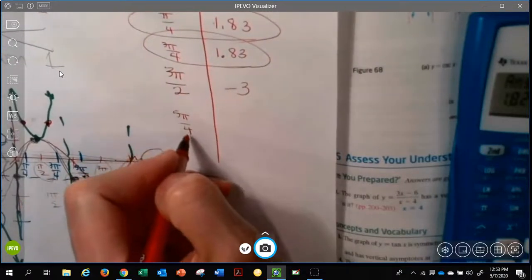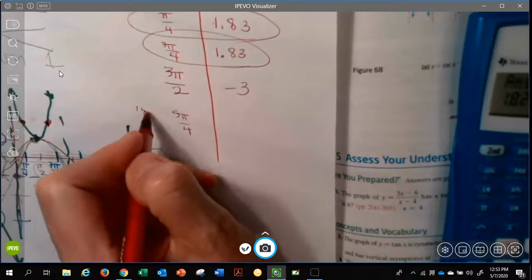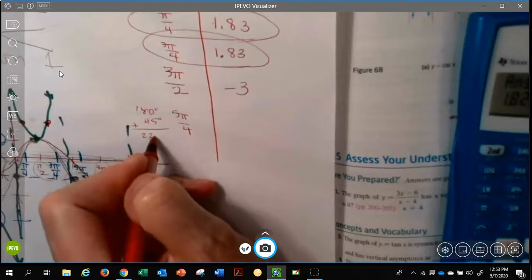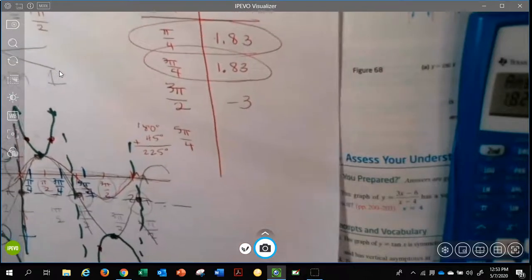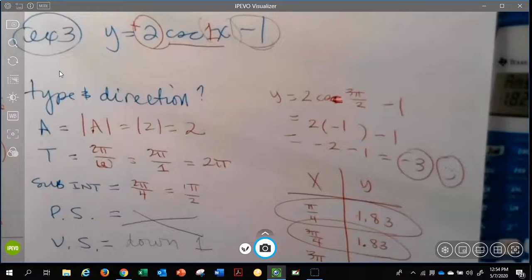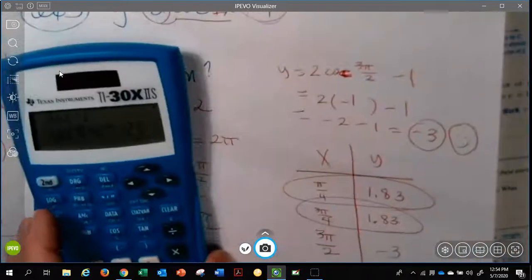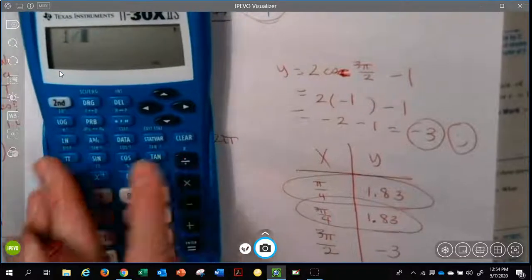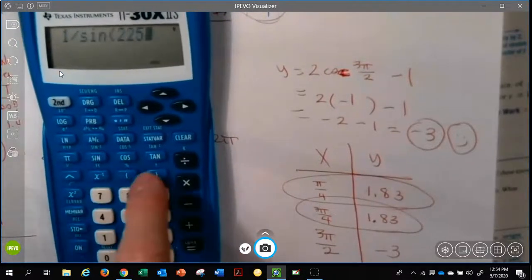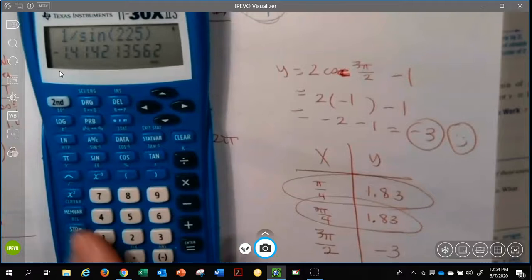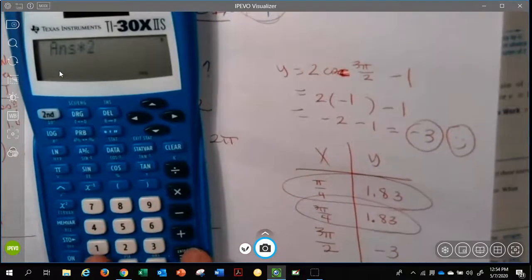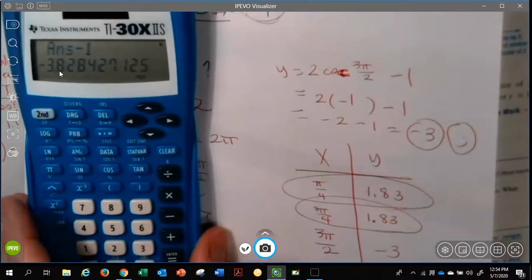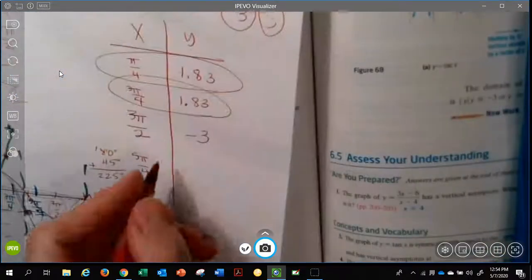On the 5 pi over 4, that has gone around 180 degrees, and now we've gone past it 45 more. So this one is 225, and we can either punch it in radians or in degrees. I'm going to punch it in as degrees. Hit clear a bunch of times. I can't punch in cosecant, but I can do 1 divided by sine of 225, hitting equals. I need that times a 2, hit equals, and then I need to subtract a 1, hit equals. We're getting about a negative 3.8.